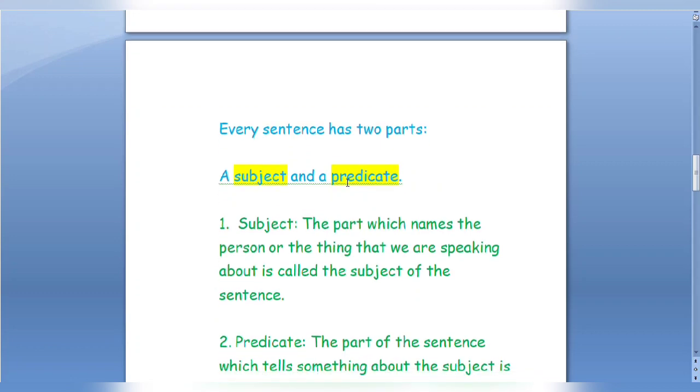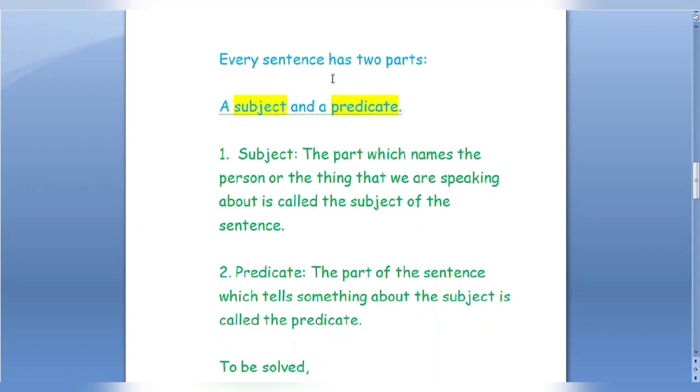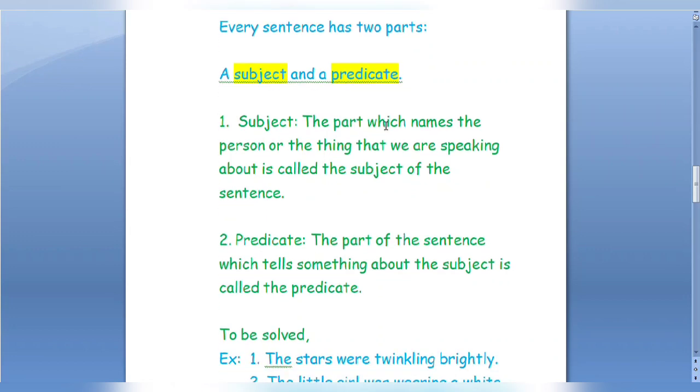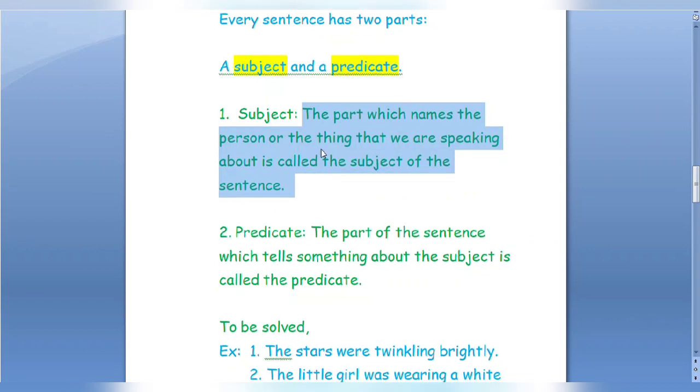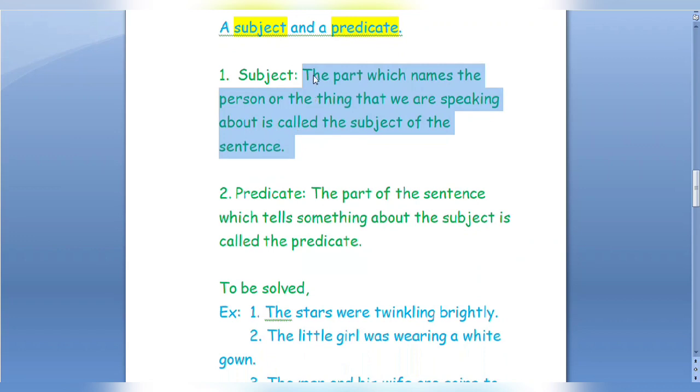We'll move on to the next topic: every sentence has two parts, a subject and a predicate. Now we'll see what is a subject. The part which names the person or the thing that we are speaking about is called the subject of the sentence. Please note down these definitions, and when we go through the examples, the definitions will become clearer. What does this actually mean?